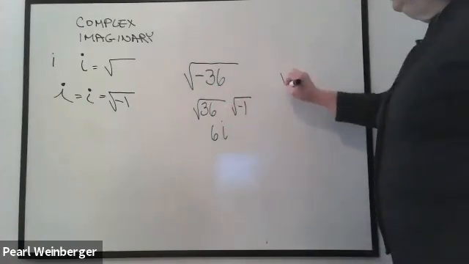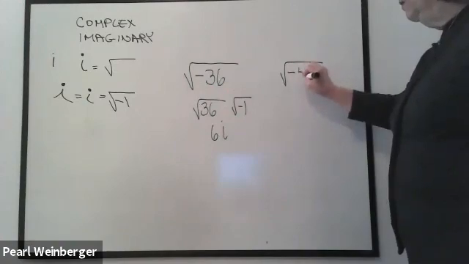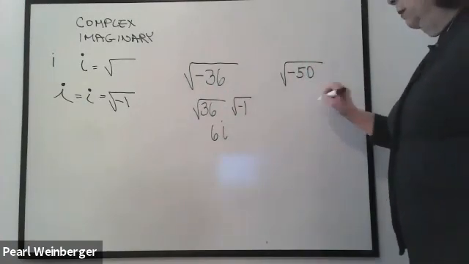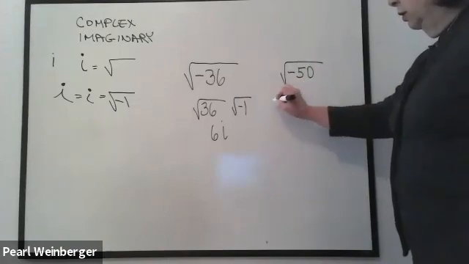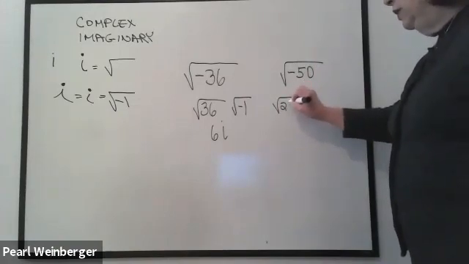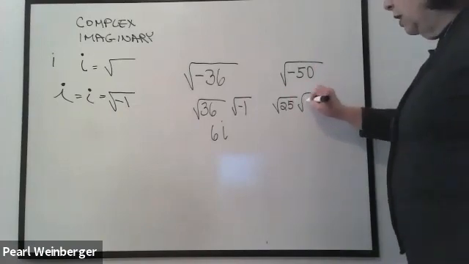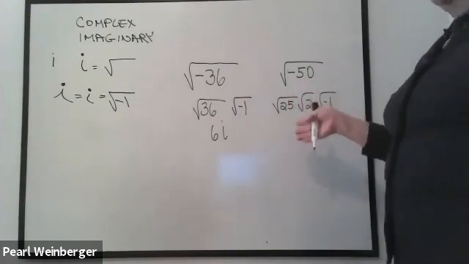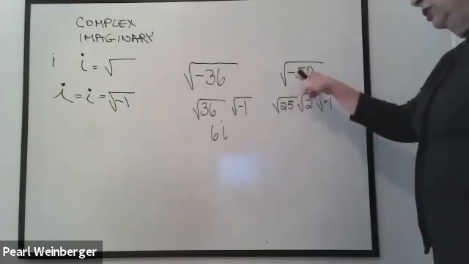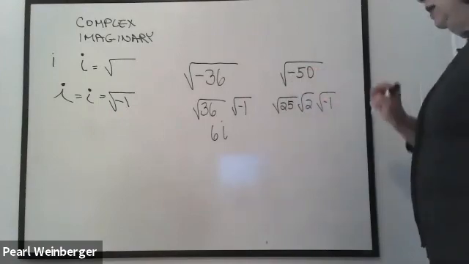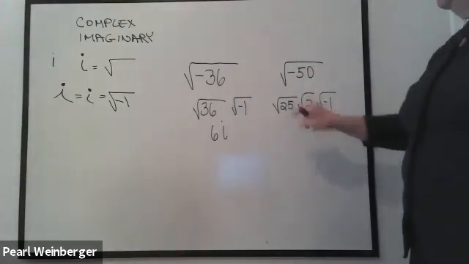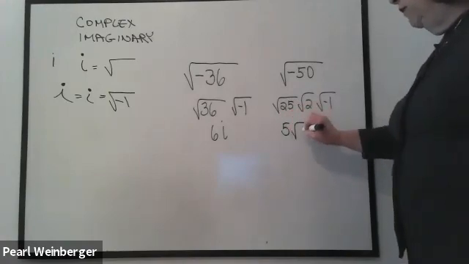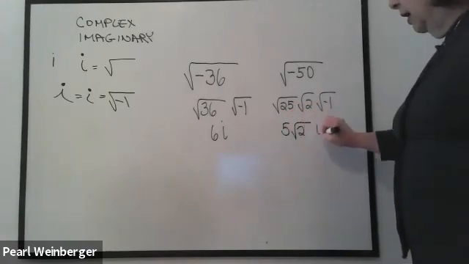If I have something like the square root of -50, again, there's that negative. I'm going to break it up into the square root of 25, because 50 is 25 and 2, times the square root of -1. In other words, I now have an additional -1. And the square root of 25 is 5. So this becomes 5 radical 2 i.